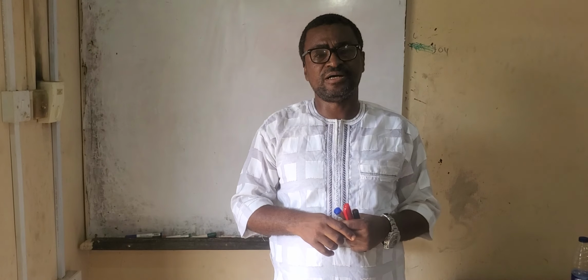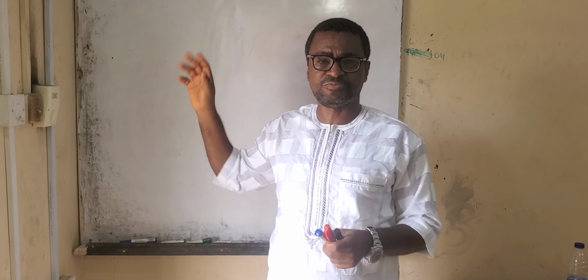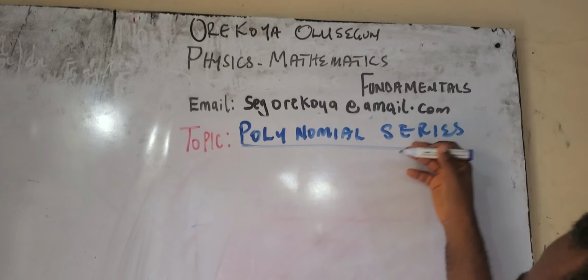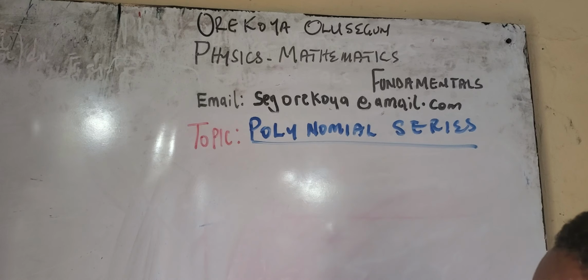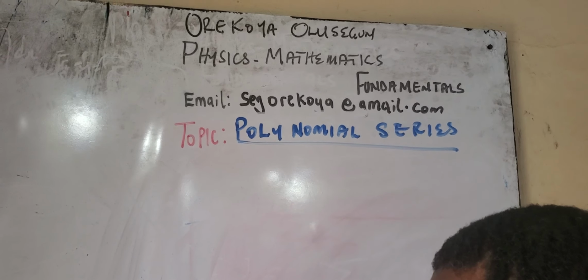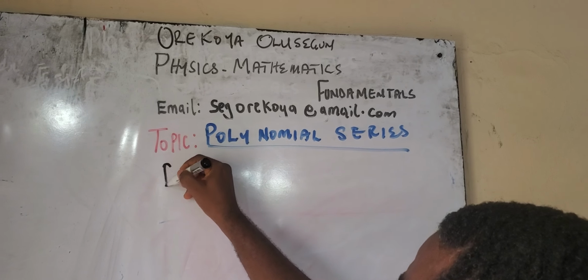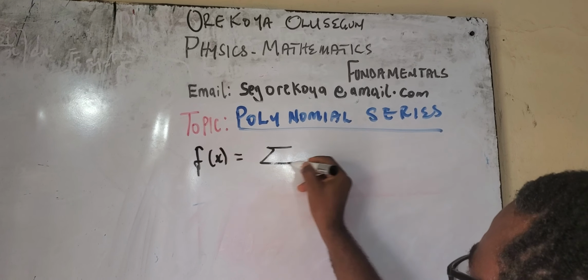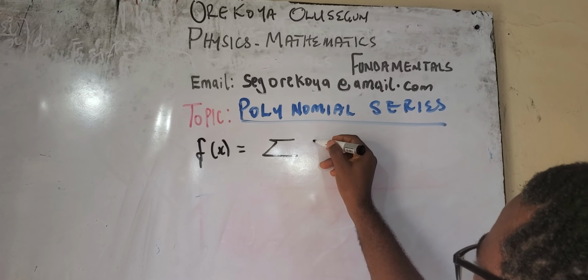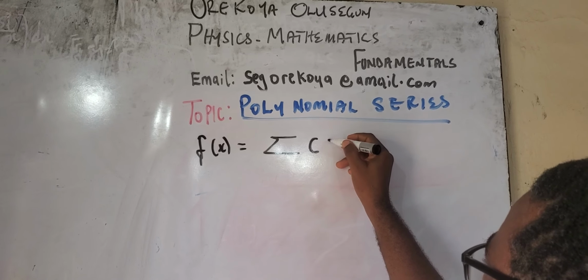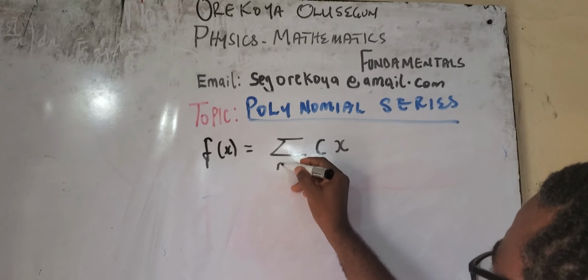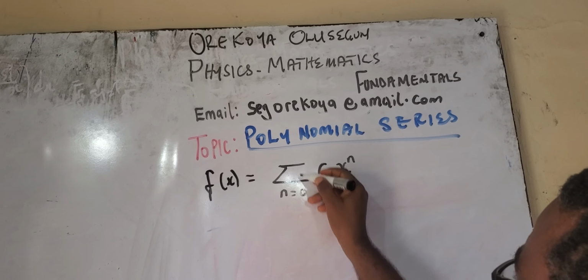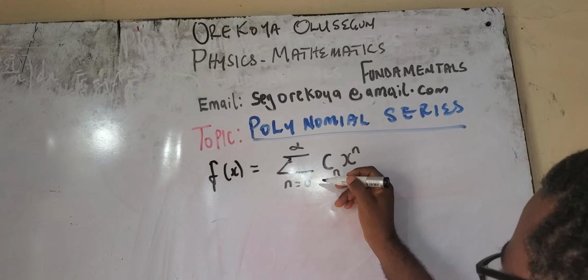Today we are taking mathematics, and the topic we are taking under mathematics is polynomial. So we are starting. Now, when I talk about polynomial, generally we talk about a function, that's function f of x. It's given as summation of coefficients times the variable x. This coefficient has a counter. So the counter is n, then power n. Then the counter starts from 0 and ends in infinity.